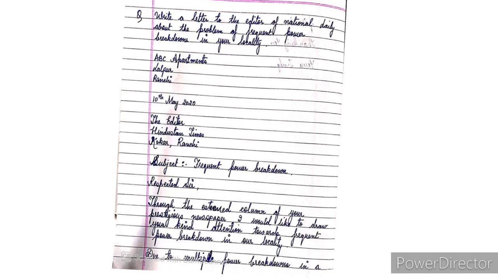Then the subject. The subject is frequent power breakdown. You are complaining about the power breakdown in your locality which is happening very frequently. Then comes your salutation, like "Respected Sir." Then comes the body of the letter. First you will introduce yourself, where you stay, what your problem is, and you will try to draw his attention towards the problem, for what reason you are writing. So in the first paragraph you will introduce yourself and a little bit of your problem.